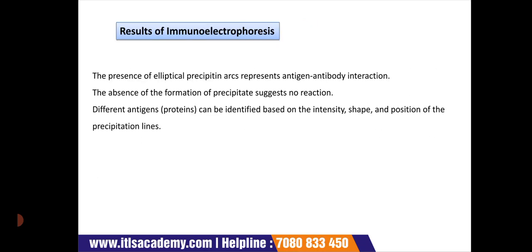Now coming to the result of immunoelectrophoresis. After the procedure is conducted, what is the result? The presence of elliptical precipitin represents antigen-antibody interaction. The absence of precipitate formation suggests no reaction. Different antigens can be identified based on the intensity, shape, and position of the precipitation lines.